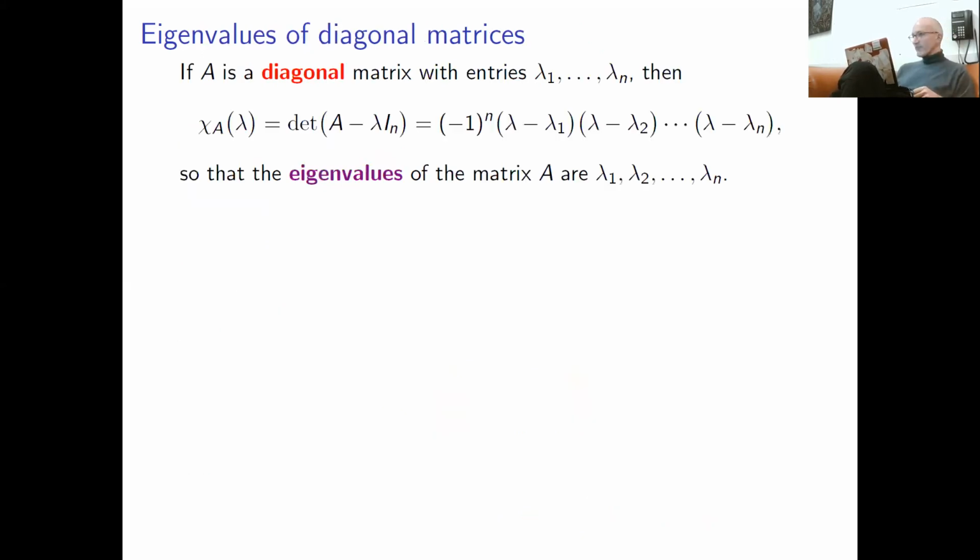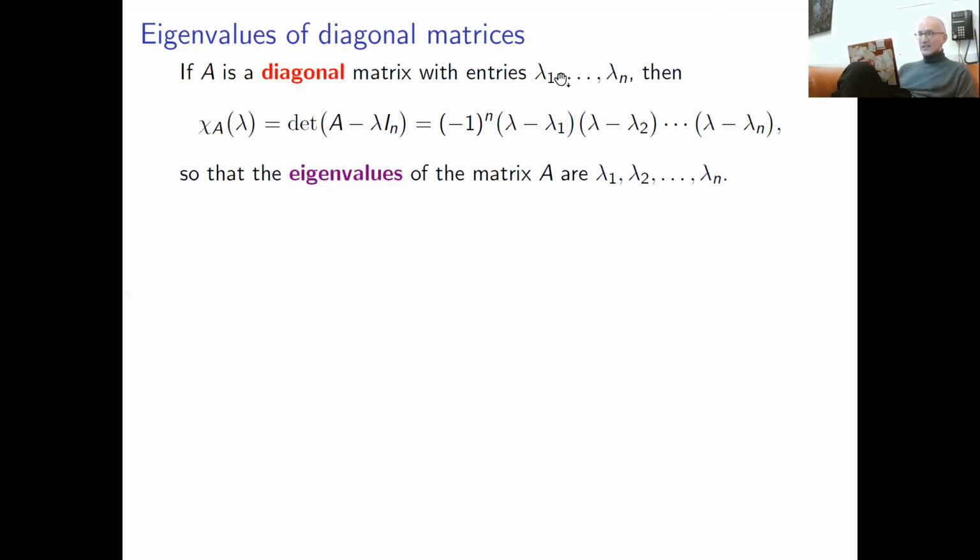Okay, good. So let's consider the simplest possible example that you can imagine. This was basically our motivational example. We want to diagonalize some square matrix. But what if the matrix is already diagonal? What can we say about eigenvalues and eigenvectors of this matrix? So, okay, let's just check by definition.